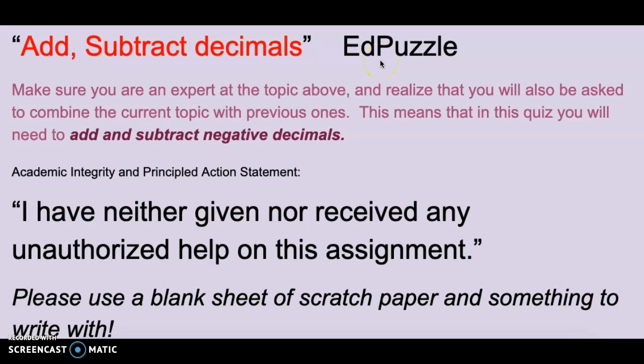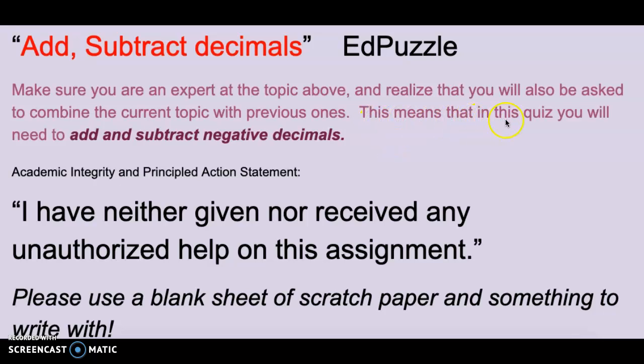So, a little disclaimer, always read the small print here. Make sure you're an expert at the topic above, adding and subtracting decimals, and realize that you will also be asked to combine the current topic with previous ones. And this is fair game on any math quiz. We can always back up and ask you old questions and combine them.